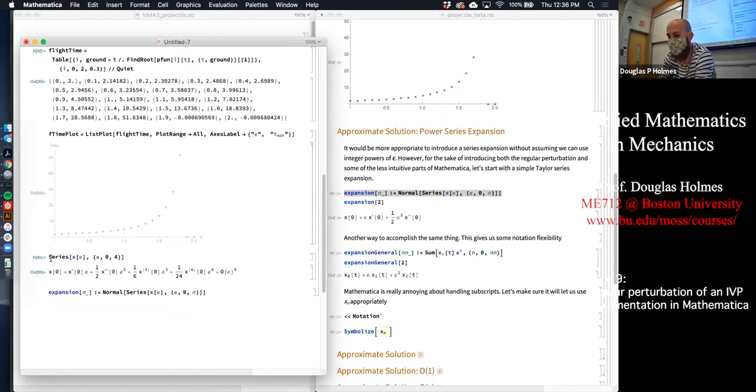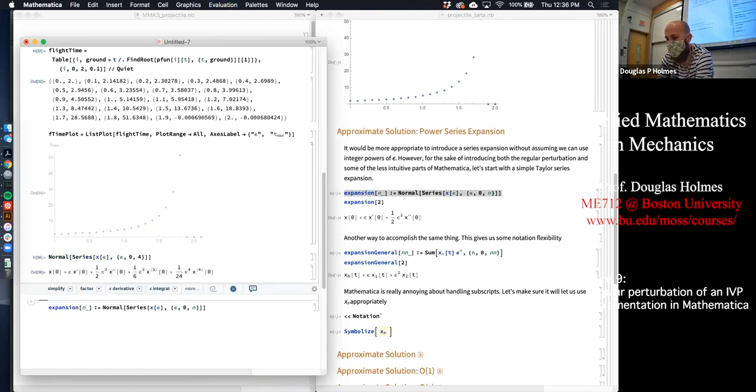So what we can do is say, please make this into a normal looking equation by using the function Normal. And that just got rid of the plus higher order term.